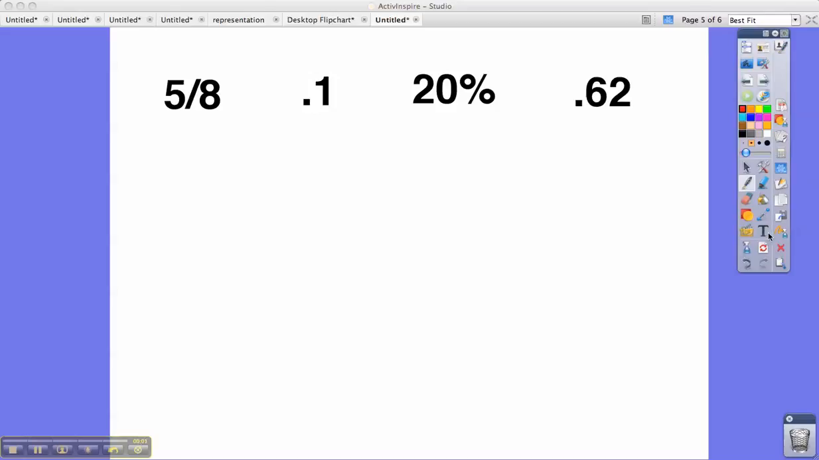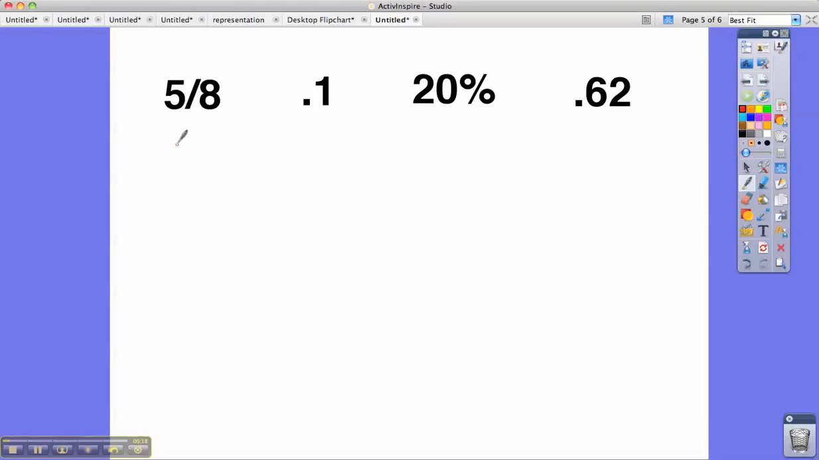Hey guys, today we're going to talk about changing these to percents and then ordering them. So we're just going to talk about how to change them to percents again. This is kind of like what we talked about last time. We just need a little more practice. So 5/8, to change that to a percent.